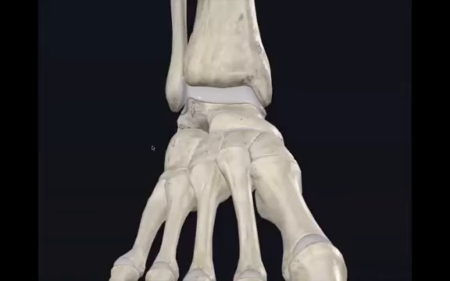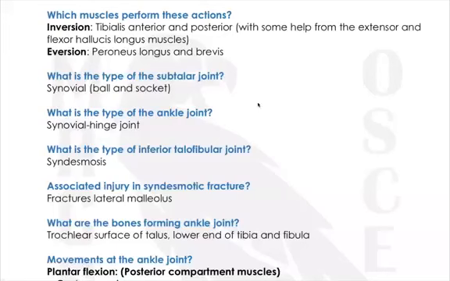So now, what are the bones that will form the ankle joint? From this, what can you see? Tibia, fibula, and talus. Yes. The lower end of the tibia and the fibula, along with the trochlear surface of the talus. Okay. Fantastic.